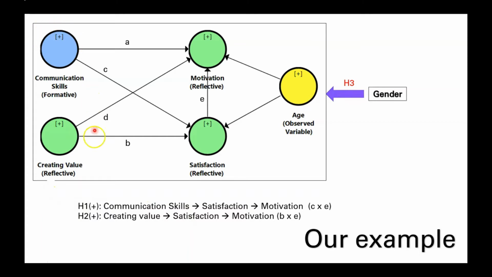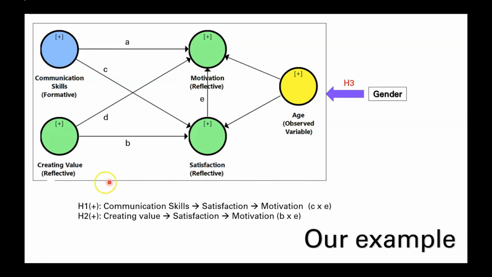And as you can remember, we have two predictors in our model. One of them is creating value that is measured reflectively. The other one is communication skills, that is a formative measurement model. We have job satisfaction, which serves as a mediator in our model. We have work motivation, that is the target construct in our model. And we also have age, which is a control variable.